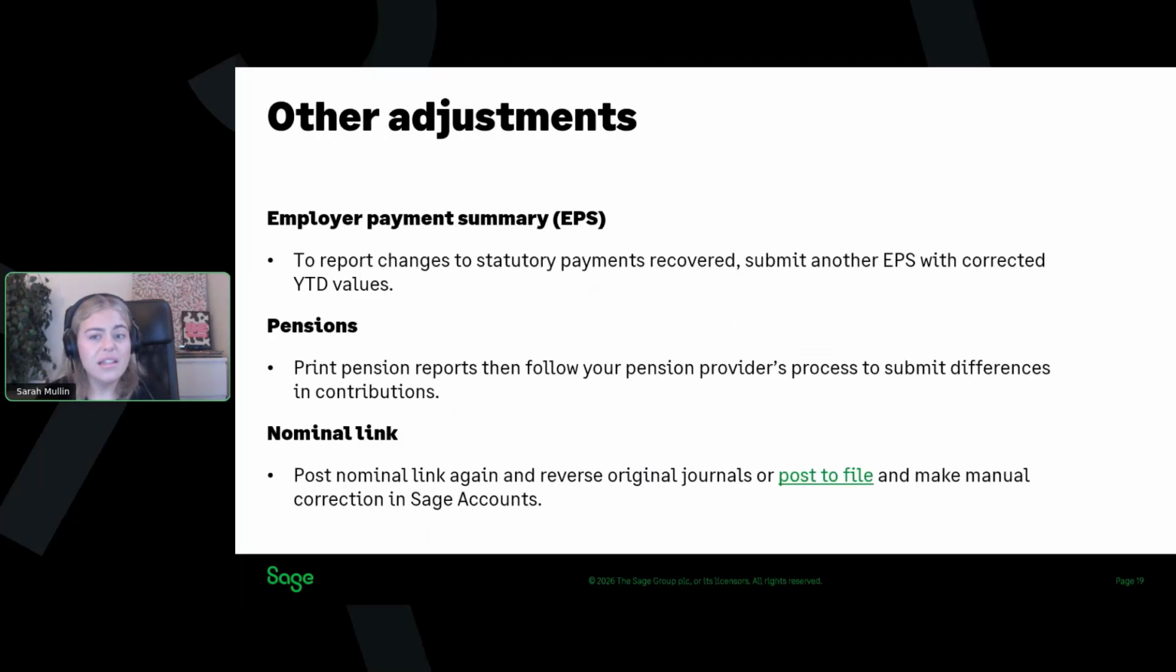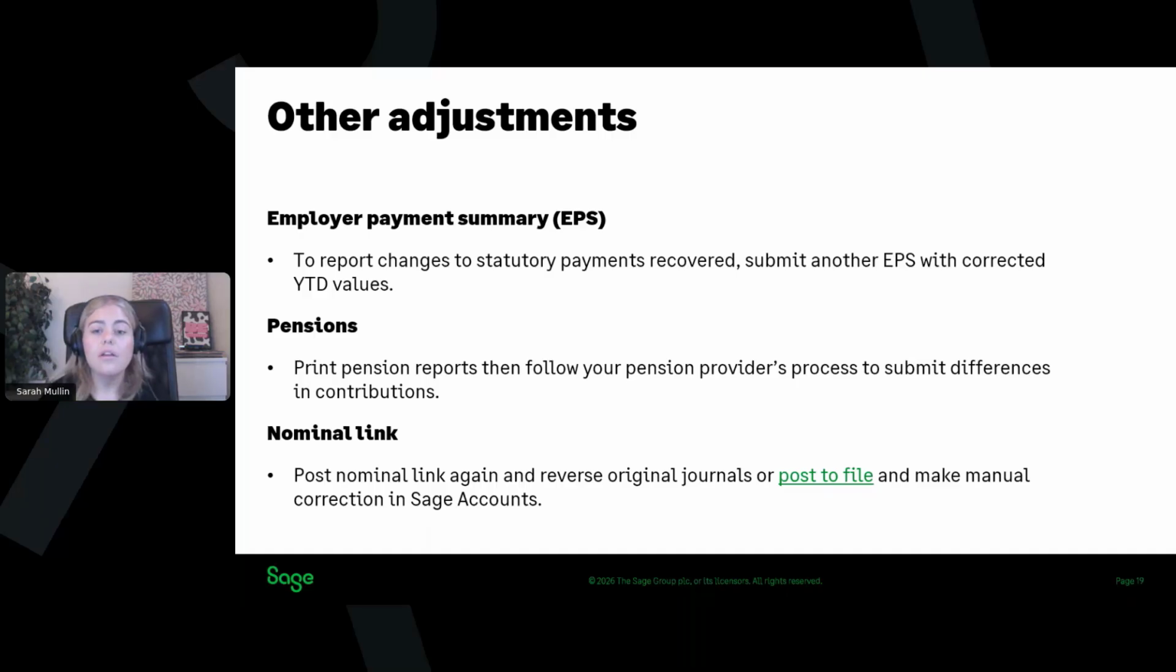There are some other things that you might want to double check after a correction, depending on how you process your payroll. These might not be applicable to everyone. Does your correction mean that you've got changes in your statutory parental payments? If so, then you're going to want to submit your EPS again as well. That will update the amount that you're reclaiming with HMRC, and it will send the corrected year-to-date values over to them. Is there going to be a change in pensions? You might want to print some pension reports, look at the difference and settle any differences with the provider.